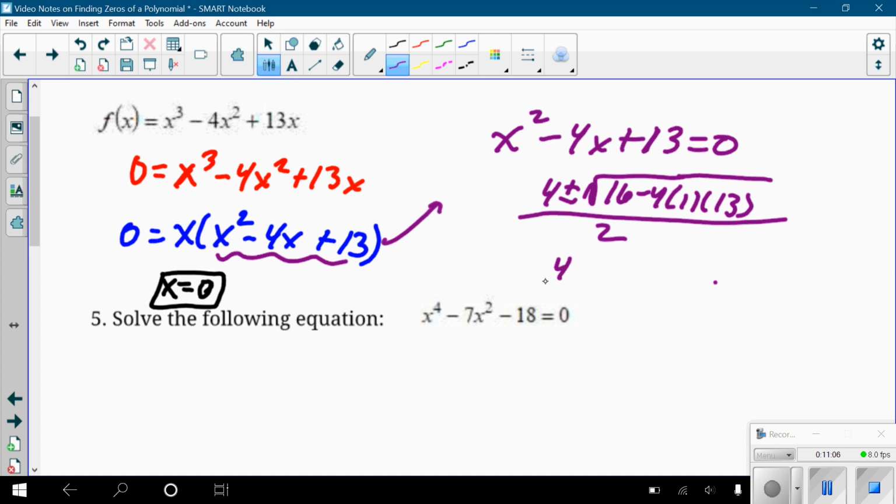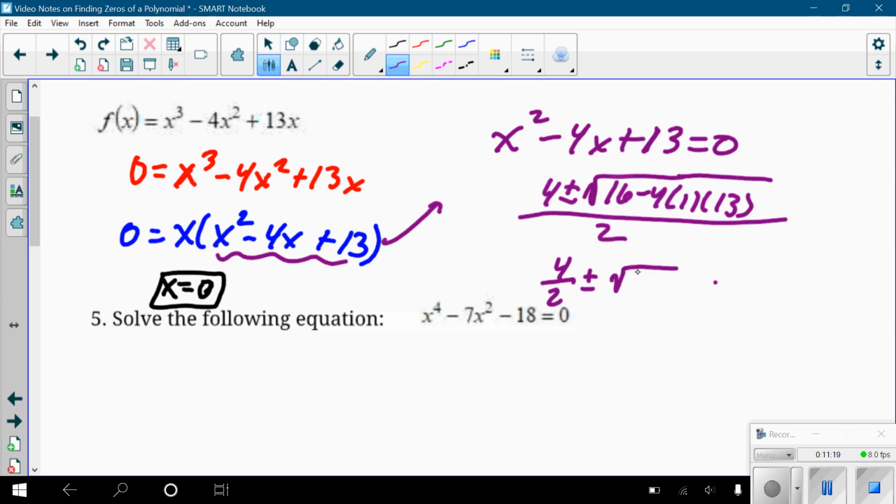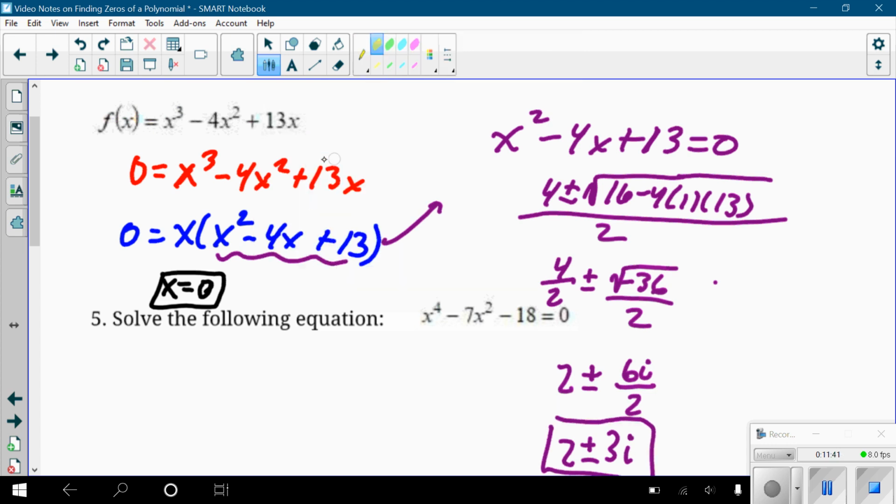I'm going to split it up again, and I'm going to figure out what this is. So what's that going to be? 52. Right here. 4 divided by 2 is 2. Square root of negative 36 is just going to be 6, but with an i. 6i divided by 2 is just 3i. So here are my three different roots, three different zeros.